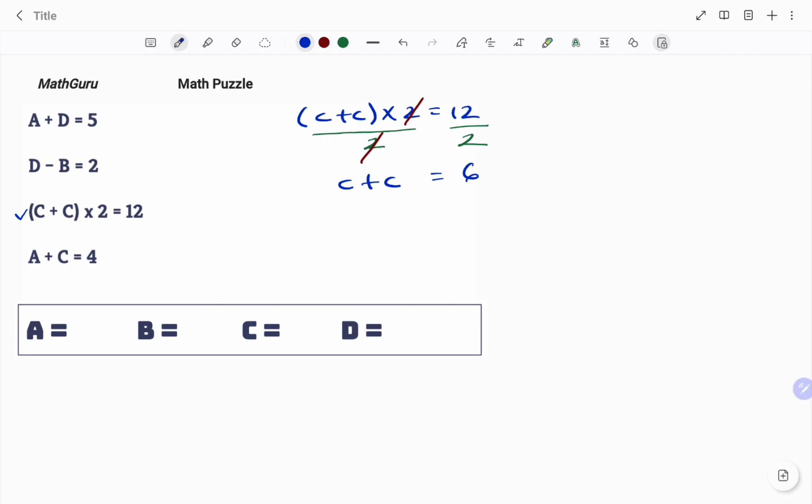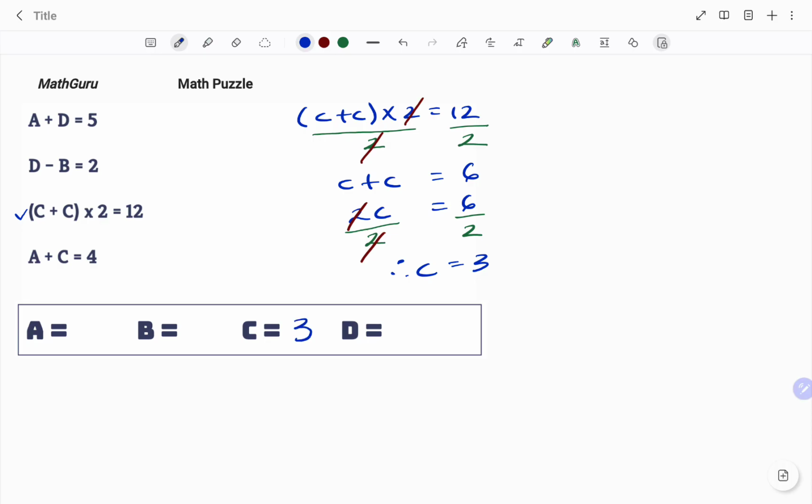To solve it algebraically, I have c plus c, that's 2c equals 6. And like I did earlier, to get rid of my 2, I'm going to divide both sides by 2. I have 2 into 1, therefore the value of c is equal to 6 divided by 2, which is 3. So I'm going to fill that in. C is equal to 3.